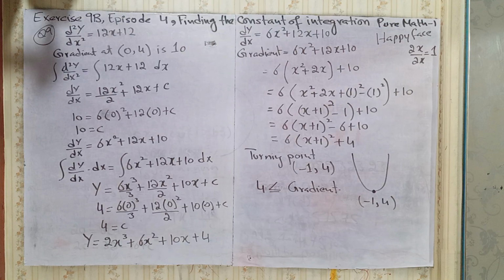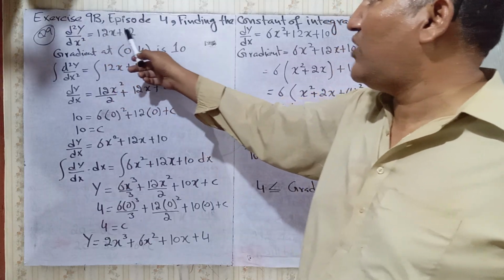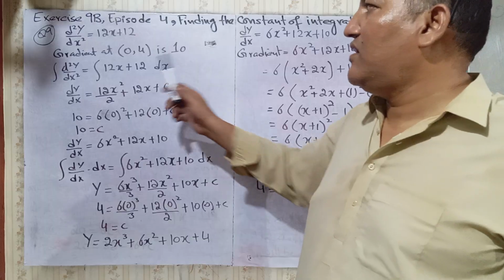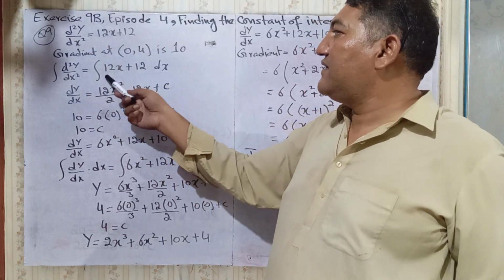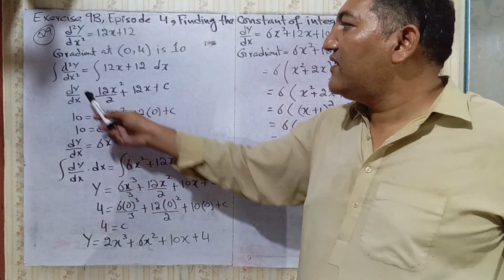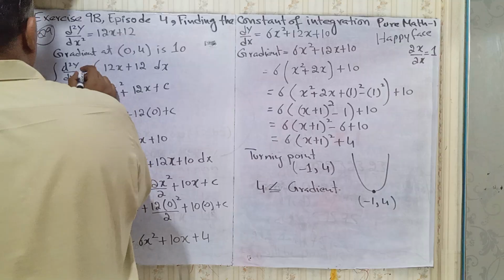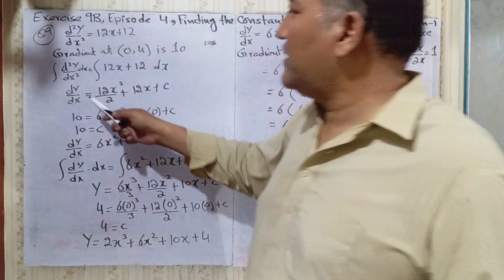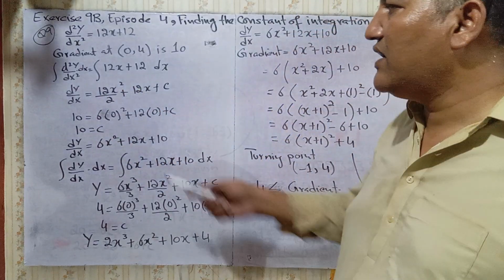I have solved it on the board, so let me explain to you. The second derivative is given, d squared y by dx squared equals 12x plus 12, and the gradient at the point (0, 4) is 10. So I will integrate both sides. This is the second derivative, and this is equal to this, so I'm integrating both sides. When you integrate this, you have to write dx also. This will become dy by dx, because it is the second derivative.